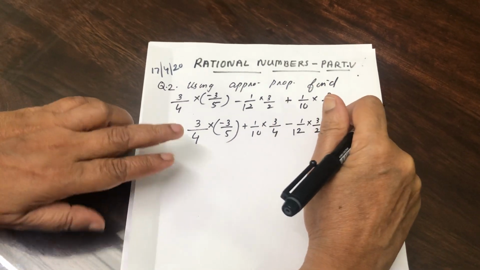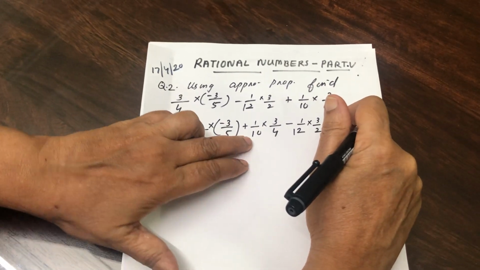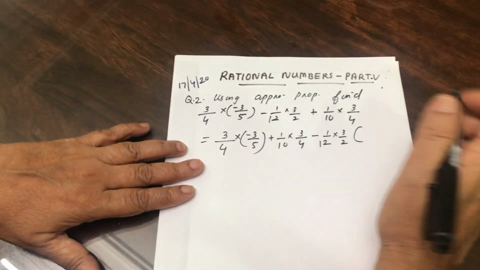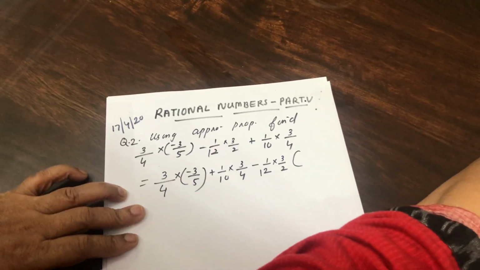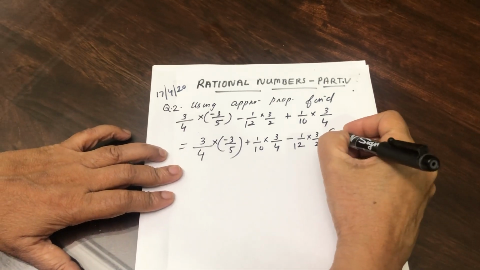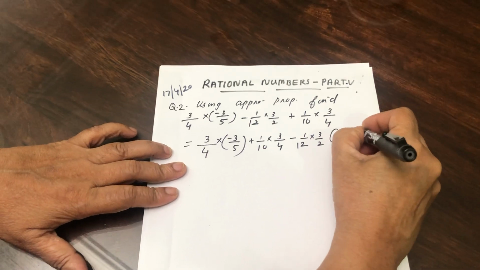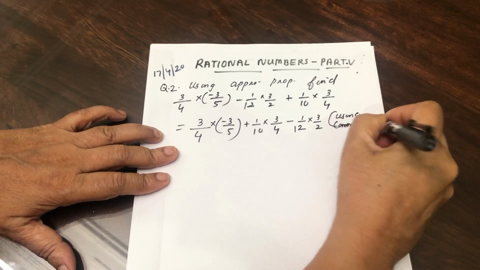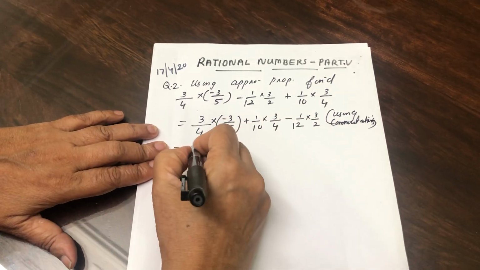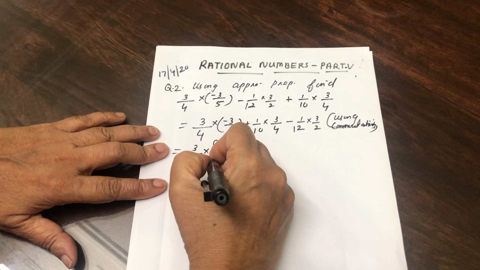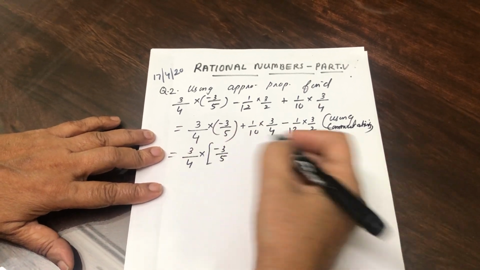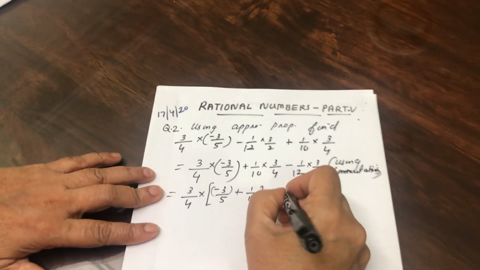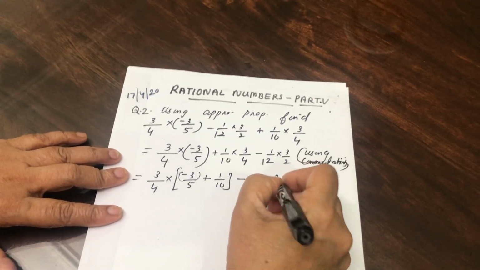What is this property? This property is known as commutative property. We are rearranging it. So therefore this is using commutativity. Now out of these 2, 3 by 4 you take it common, minus 3 by 5 plus 1 by 10, minus 1 by 12 into 3 by 2.